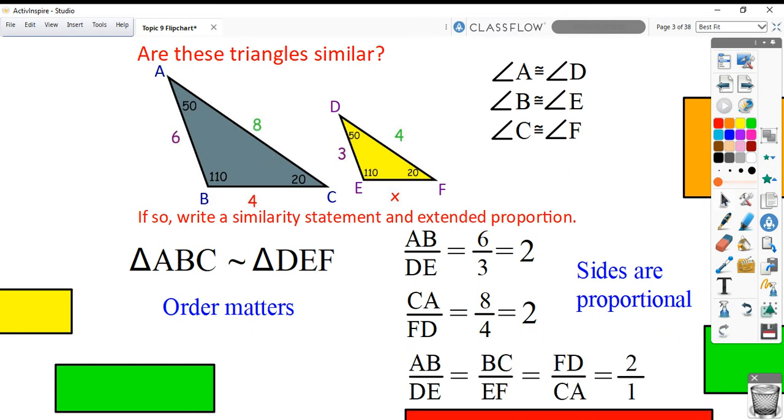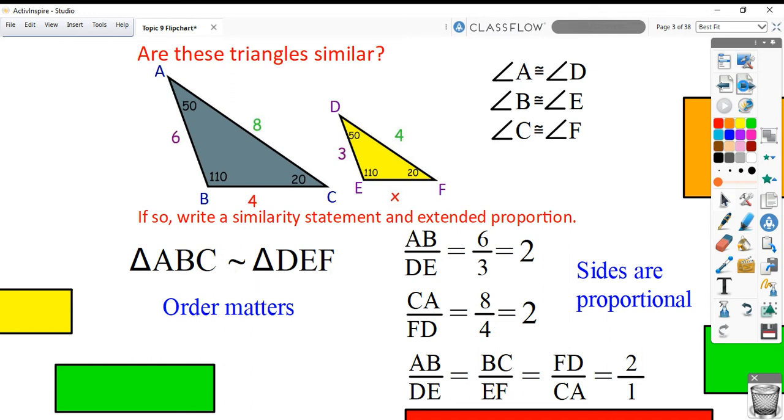And you'll notice that it is the same proportion for all of the sides. That's another part of it. If we're talking about similarity, then that means the angles are congruent and the sides are proportional. So we would say that the two triangles are similar to each other.